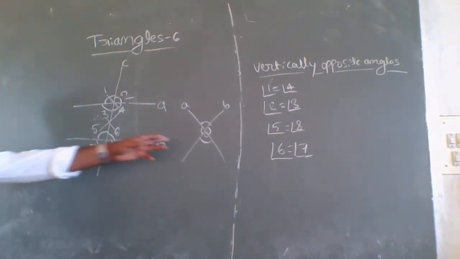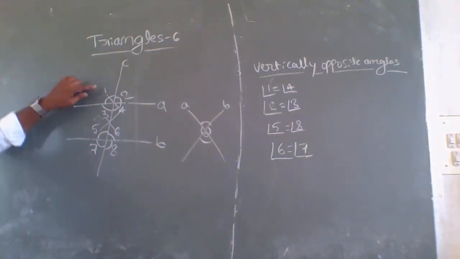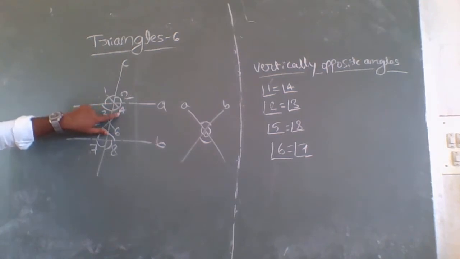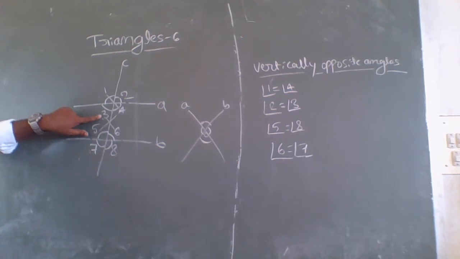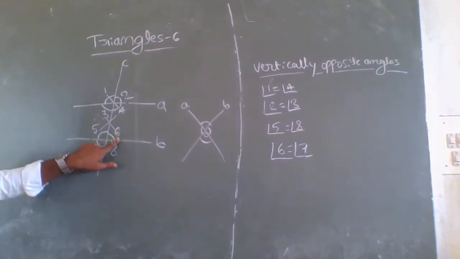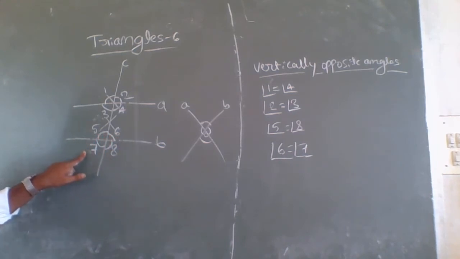Like this only, in this diagram, angle 1 is vertically opposite to angle 4, angle 2 is vertically opposite to angle 3, and angle 5 is vertically opposite to 8. Like this only, angle 6 is equal to angle 7. So now I will discuss supplementary angles.